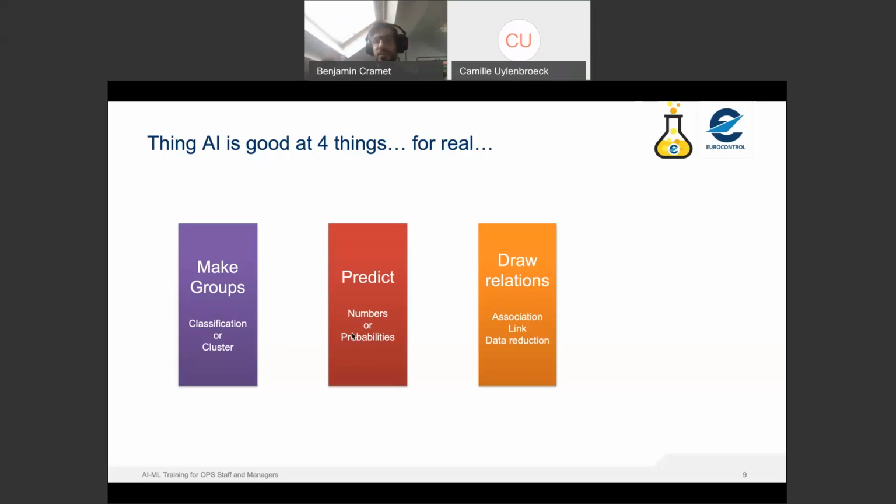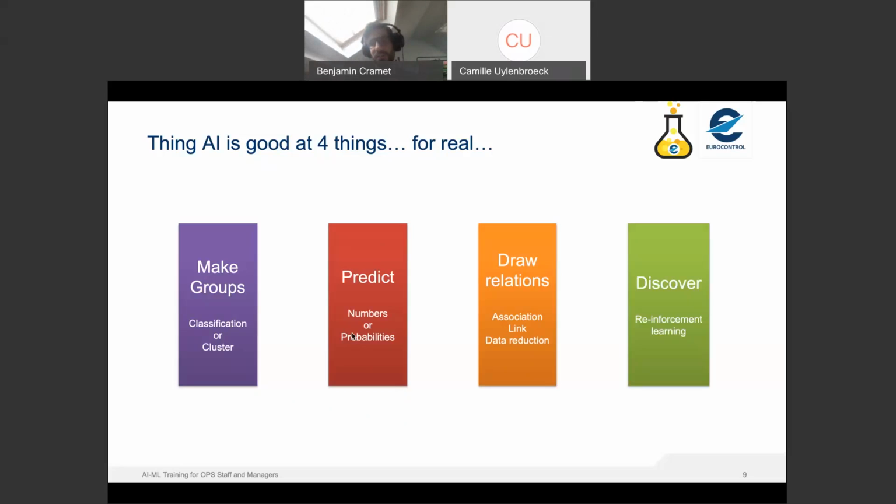Let's think of a huge Excel spreadsheet. Data reduction will weight the fields, tell you which ones are important, the columns that are important, and only keep a manageable amount of data for you. So it is very interesting when you actually have too much data.